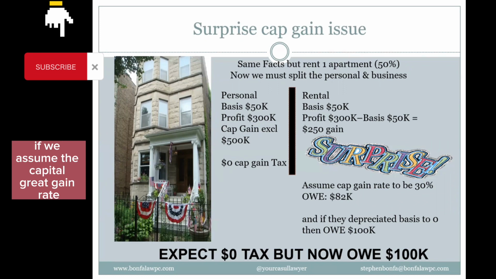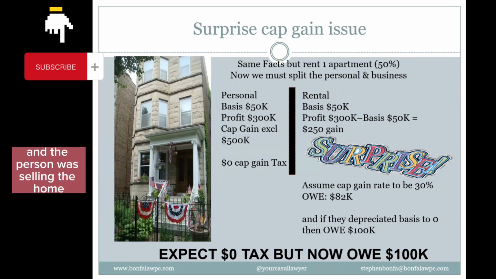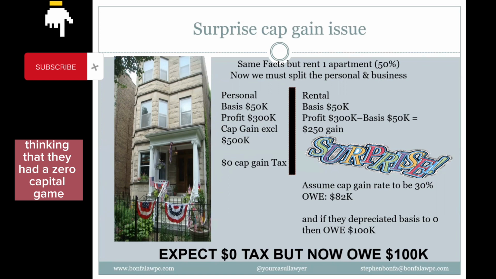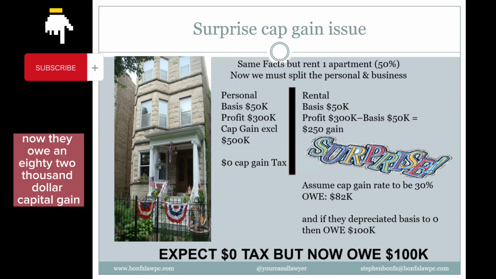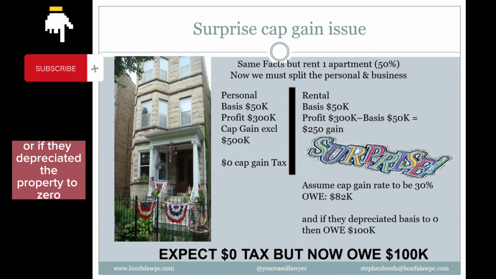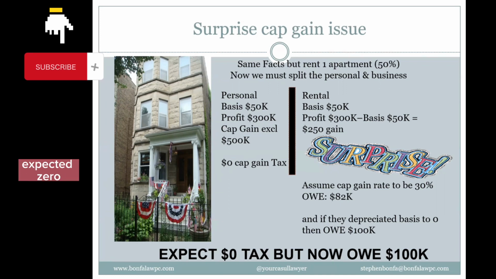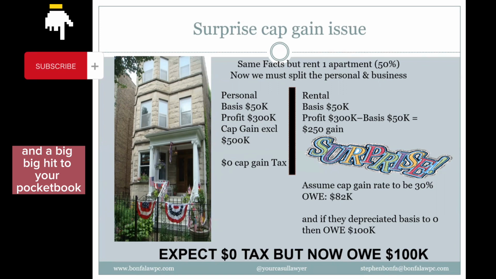So if we assume the capital gain rate to be 30%, the person who's selling the home, thinking that they had a zero capital gain, now owes an $82,000 capital gain tax. Or if they depreciated the property to zero, now they owe $100,000. They expected zero, but now they owe 100. That's a surprise, a big surprise, and a big hit to your pocketbook.